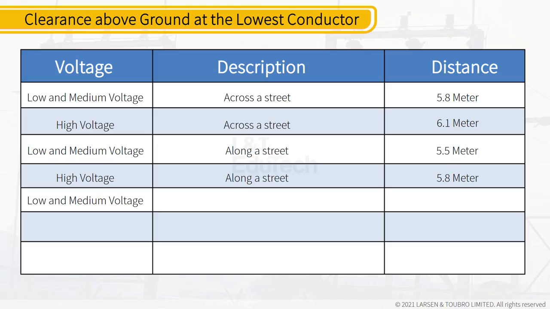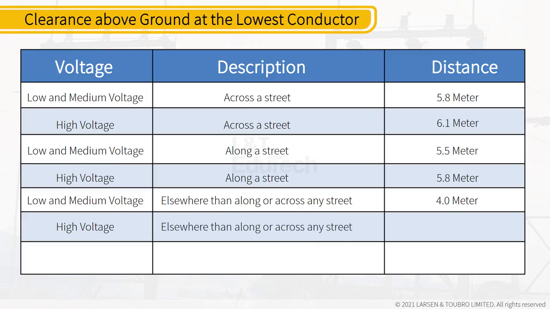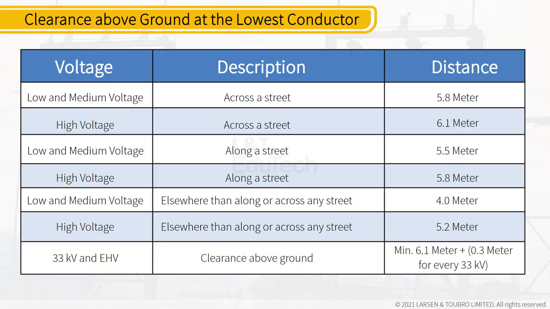Low and medium voltage lines elsewhere than along or across any street must have a minimum clearance of 4 meters. High voltage lines elsewhere than along or across any street must have a minimum clearance of 5.2 meters. For 33 kV and EHV, the clearance above ground must be a minimum of 6.1 meters plus 0.3 meter for every 33 kV.